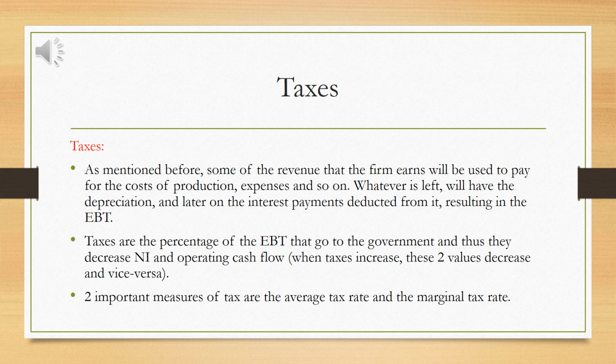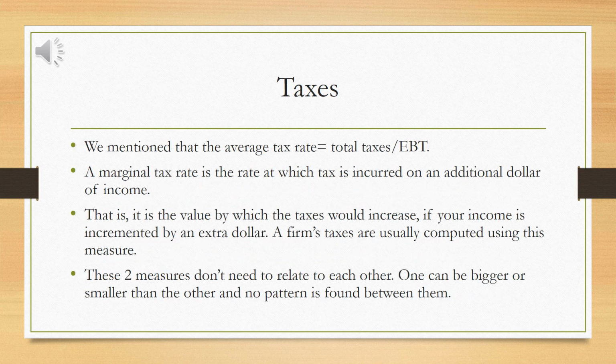Two important measures of tax are the average tax rate and the marginal tax rate. We mentioned that the average tax rate equals total taxes over earnings before tax. The marginal tax rate is the rate at which tax is incurred on an additional dollar of income. But what does that mean? Well, it means that the marginal tax rate is the value by which the taxes would increase if your income is incremented by an extra dollar.